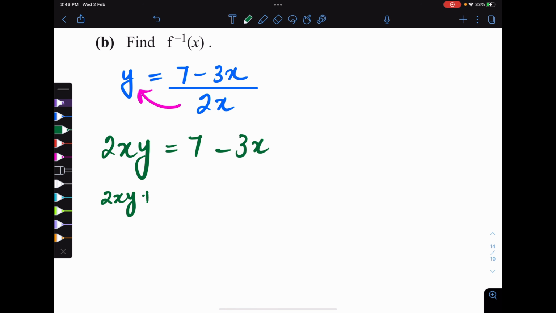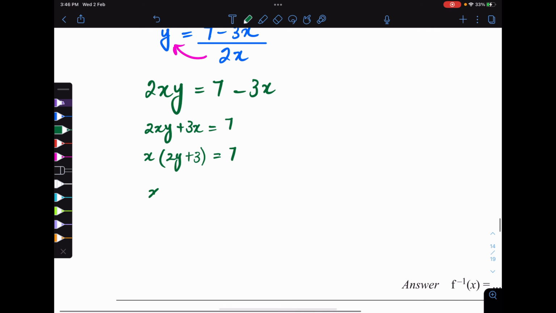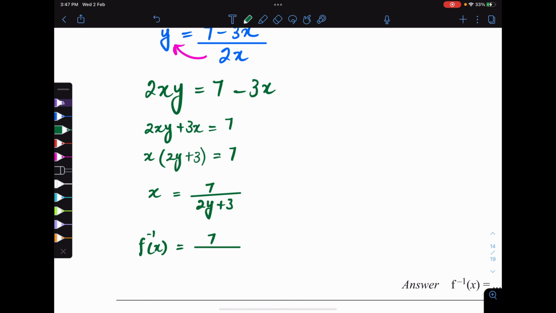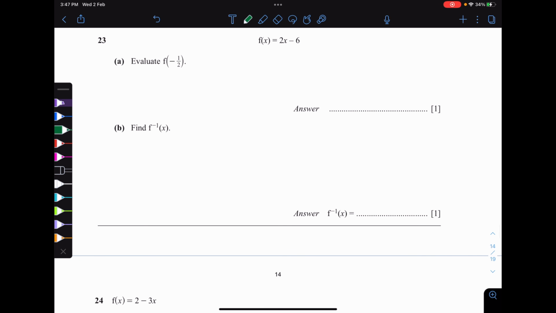So this is 2xy plus 3x is equal to 7. Take x common. This is x times 2y plus 3 equals 7. And now you see this x is being multiplied over here with 2y plus 3. We can isolate x by dividing the bracket over to the other side. This will be 7 over 2y plus 3. And for the final substitution, f inverse of x is equal to 7 over 2x plus 3. And this is your final answer. Now let's move to question number 23.